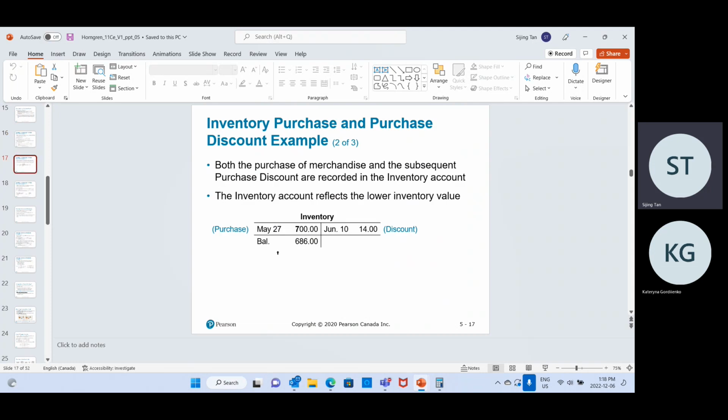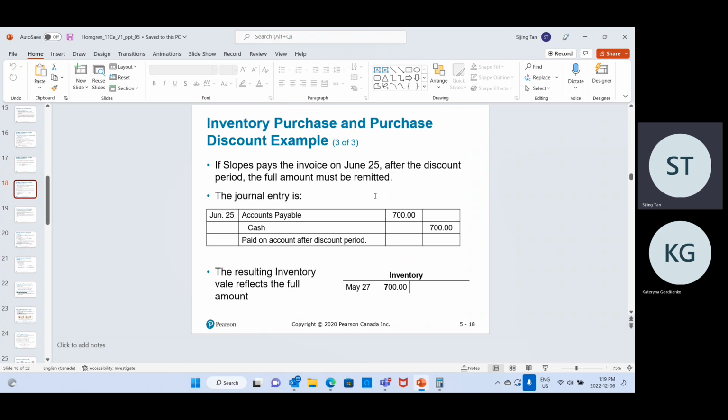Now, when you finish the journal entry, you can post it to a T account. You see the inventory T account. We have purchased inventory increase of 700, which is the debit side, right? And then there's a discount of $14, which means the balance of the inventory will be $686. So that is how it affected the inventory account. If Slope pays the invoice on June 25th, which is past the discount date of 15 days but before the due date of 30 days, we simply record it as debit accounts payable, credit cash. So the inventory has no change, right? It keeps $700.